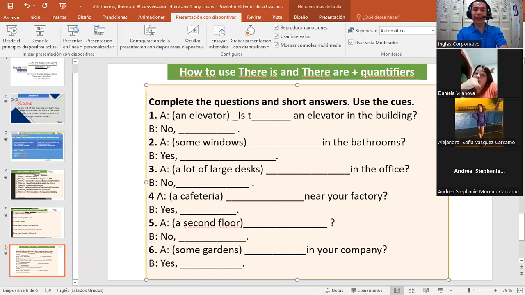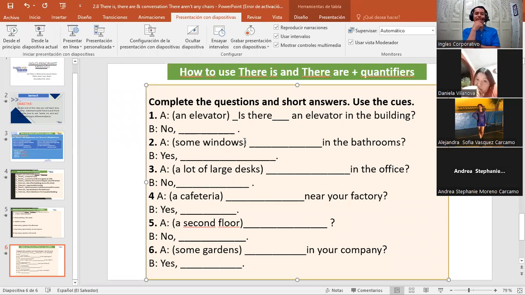Is there, right? Is there an elevator in the building? Ajá. No. Sofía, no. No, yes, pero. There is? No, sería. No. Yes, no, there. Sorry, there is o there isn't, Sofía? There is. No, there is. Ok, entonces vamos a irnos a esta presentación, mire.